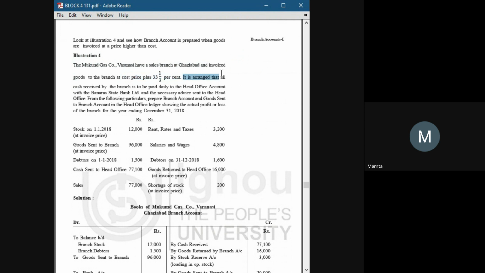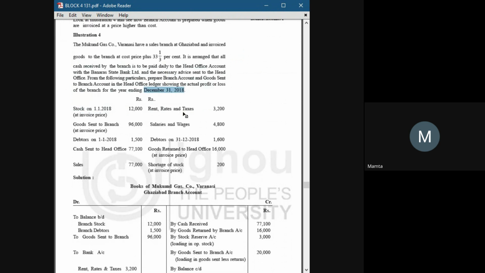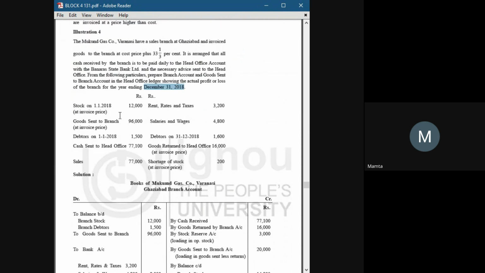33.33%. It is arranged that all cash received by the branch is to be paid daily to the head office account with the Banaras State Bank Limited and the necessary advice sent to the head office. From the following particulars, prepare the branch account and goods sent to branch account in the head office ledger, showing the actual profit and loss of the branch for the year ending December 31st, 2018. Okay, we have been given some data.